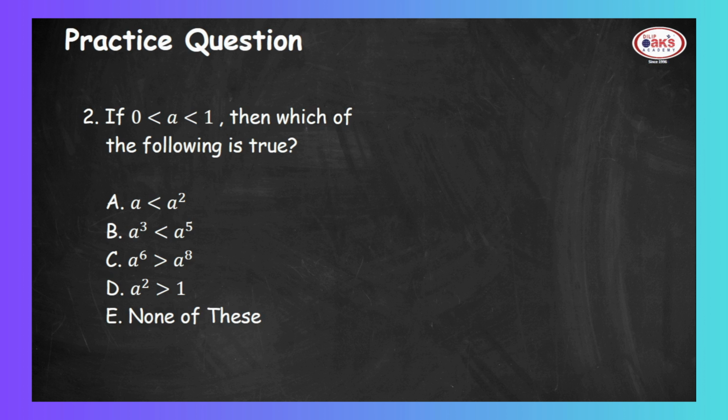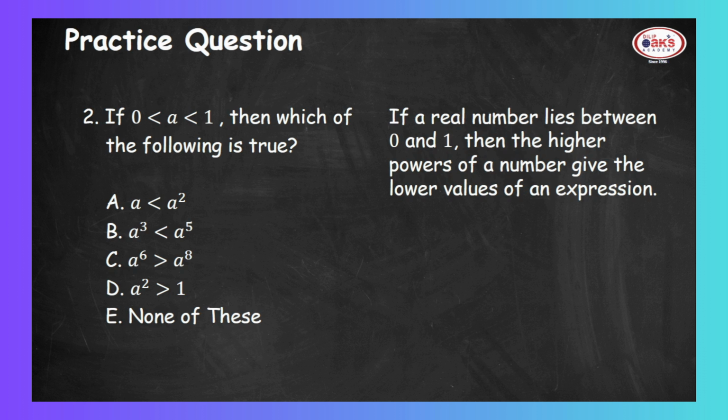Now, I'm showing you one of the basic principles which are applicable if a real number lies between 0 to 1. They say if a real number lies between 0 and 1, then the higher powers of a number will keep giving us the lower values of that particular expression. So, for example, if you browse through the options, you can see A power 6 and A power 8.